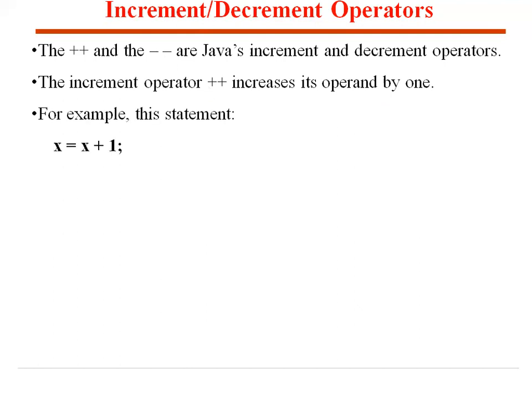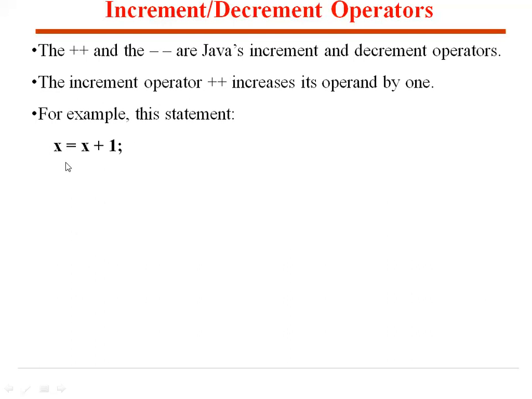For example, consider this statement. To add 1 to a variable, we write x is equal to x plus 1. This is the general way of incrementing, or adding 1 to, a variable's value, and the result is stored back in the same variable. So this means you are increasing the value of the variable by 1.